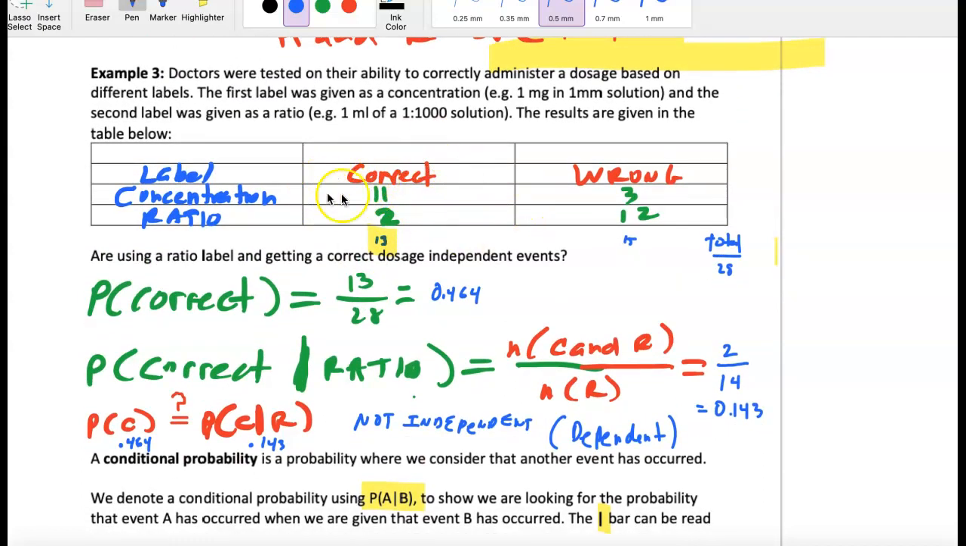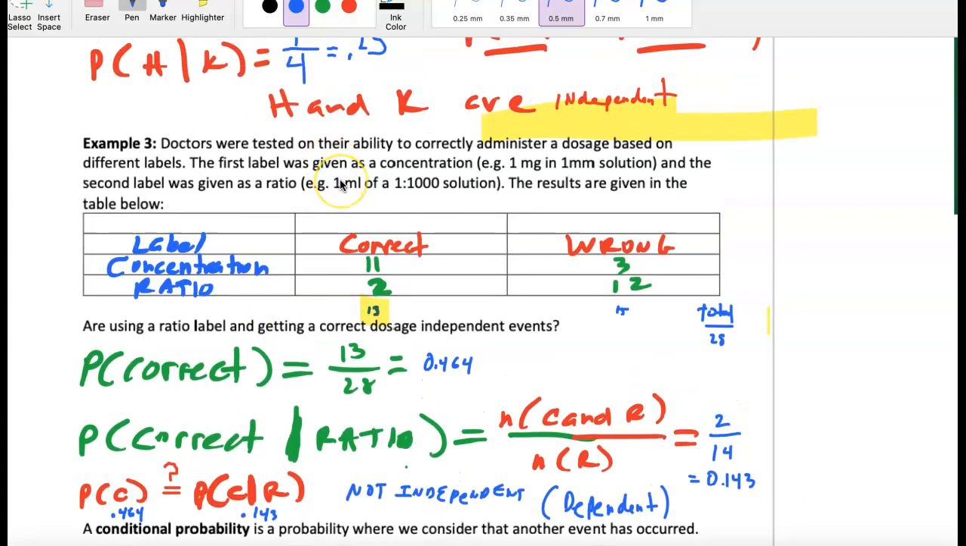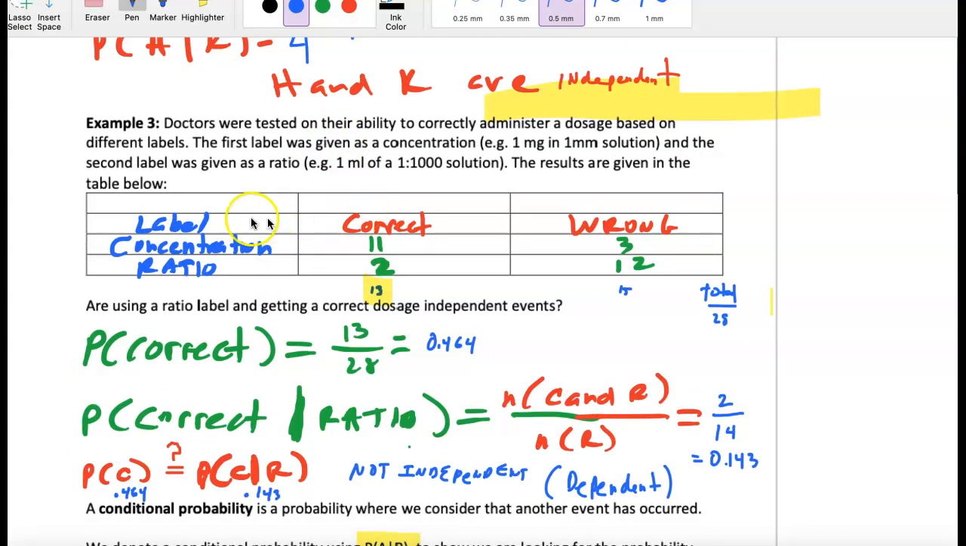I filled in this table, right, given some information. So we have this table of values. You'll see here we're looking at the different labels that appear on the medicine that doctors and nurses administer, the dosages. So you either have what's done in a concentration way, which is shown up here as an example, or they give it as a ratio, 1 milliliter out of, as a ratio. So does that affect if they give the correct dosages or the wrong dosages?